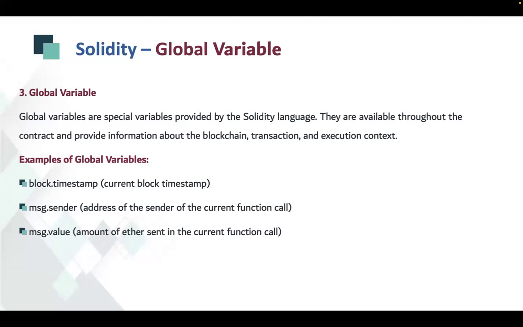Also, we have msg.sender, as we saw in the previous example, which is the global variable that represents the address of the account that sent the current function call or transaction. It allows you to identify the caller of a function and perform actions based on the sender's address. It is commonly used for authentication, access control, and tracking the origin of a function call. Also, we have msg.value, which allows you to access the value sent with the current function call.